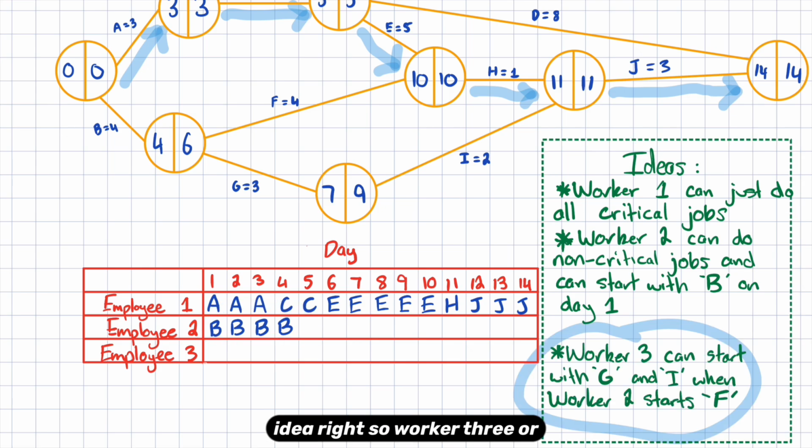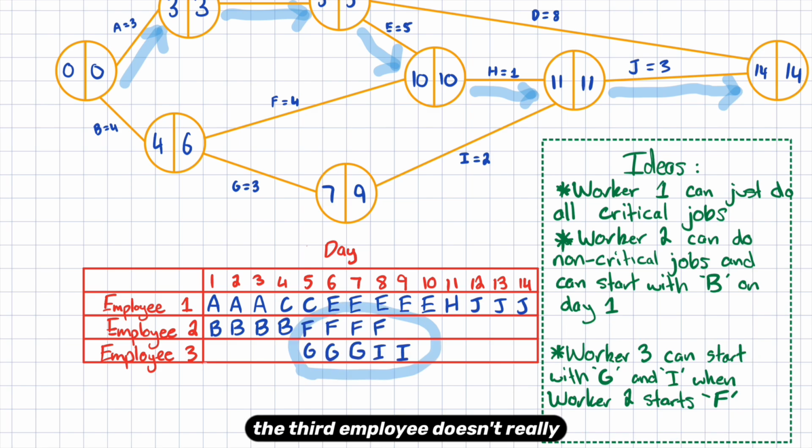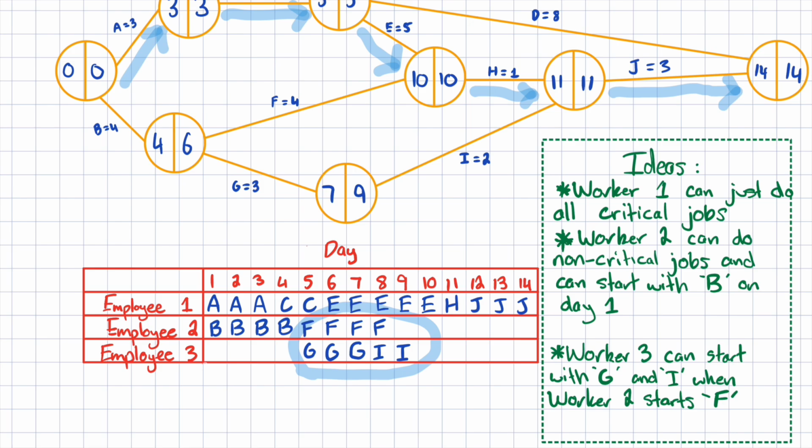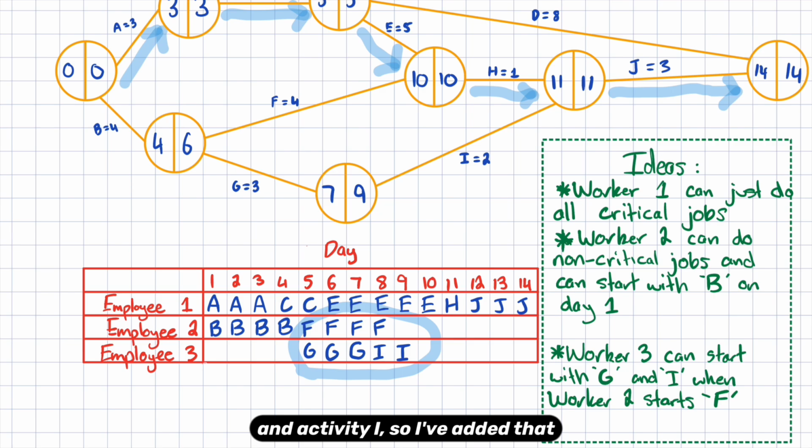Now, another idea: worker 3, or employee 3, can start with activity G and activity I when worker 2 starts F. The third employee doesn't really come into this picture until day 5, because he's got to wait until the second employee has finished activity B, which takes 4 days. So employee 2 is going to do activity F, and during that time, employee 3 is going to do G and I. I've added that to this table here.